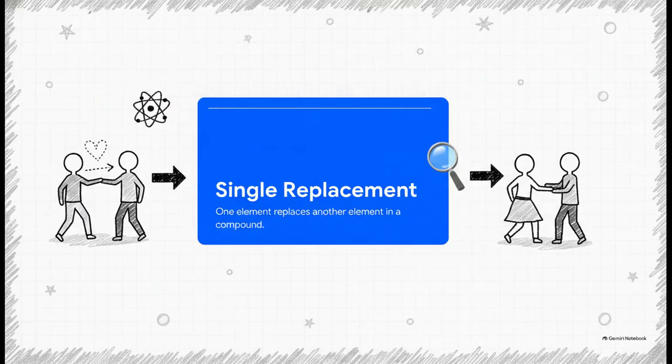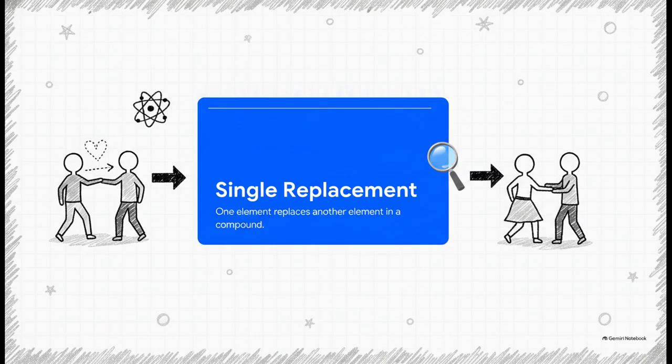Okay, moving on to the third type, single replacement. You can kind of think of this like a dance floor, where a third person cuts in and replaces one of the partners, leaving the displaced partner on the sidelines. In chemistry, this happens when one element steps in and replaces another element within a compound.